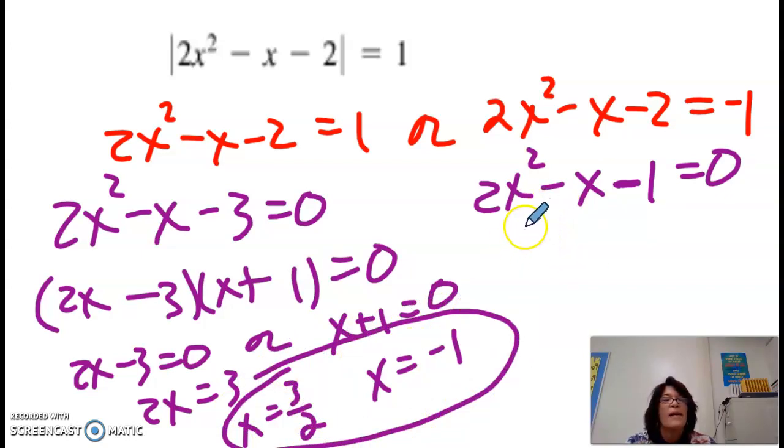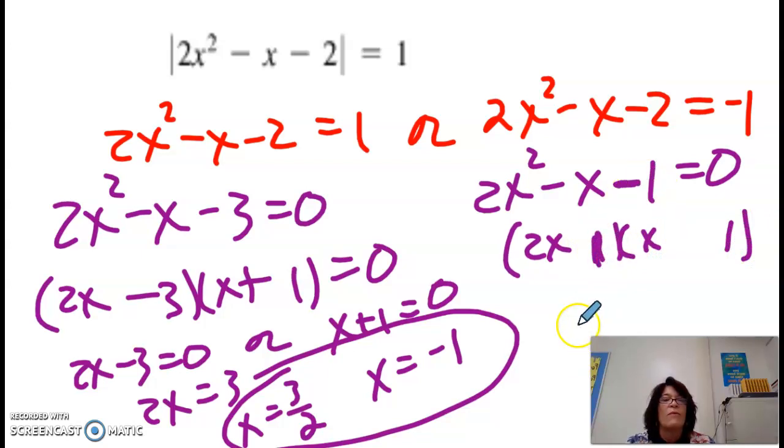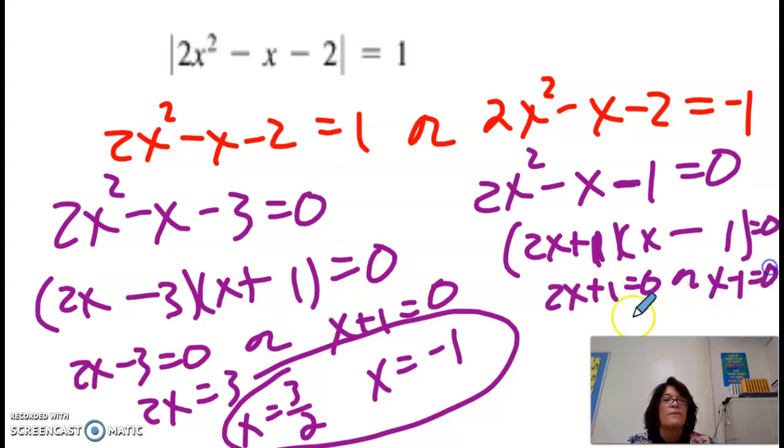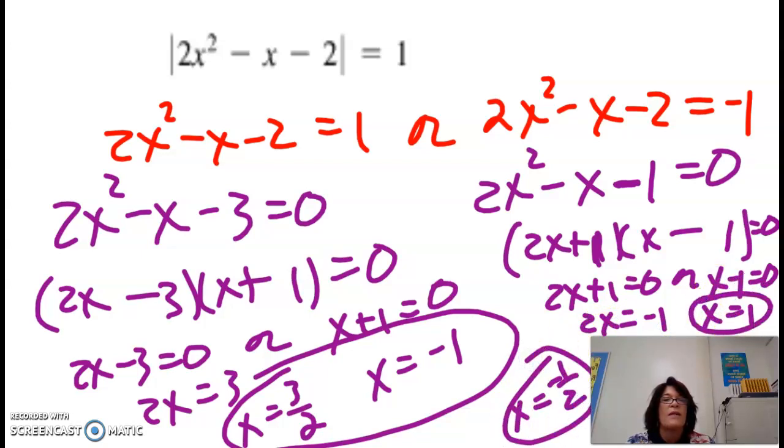Is this going to work? 1 and 1 is all I have. These are my only options. So 2x squared. I have a 2 and a 1. If I get my 2 negative, my 1 positive, that'd be minus 2x plus 1x, which would give me the minus 1x in the middle. So 2x plus 1 is 0, or x minus 1 is 0. 2x is -1, so x is -0.5. So I have -0.5 and 1.